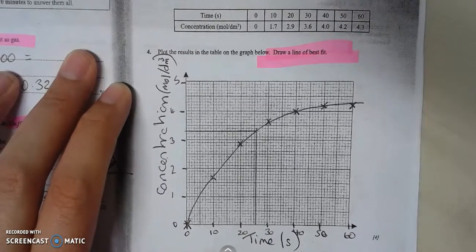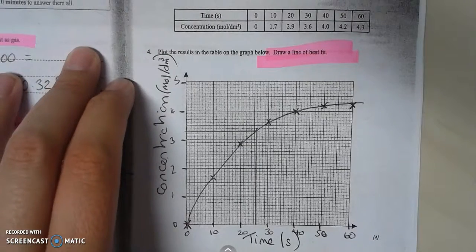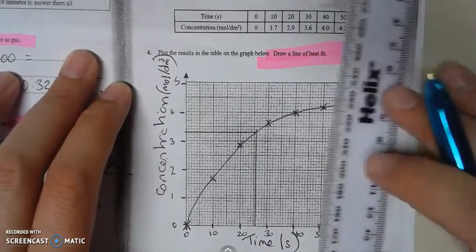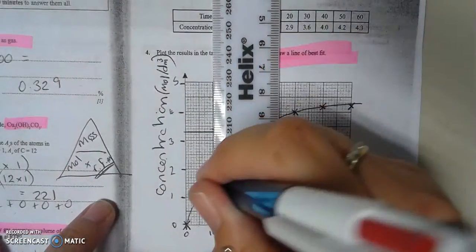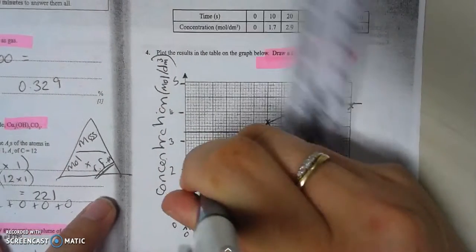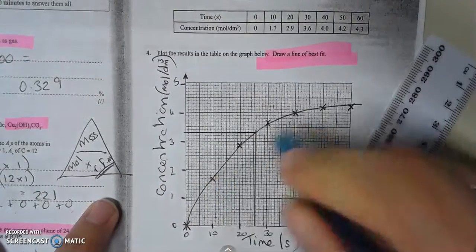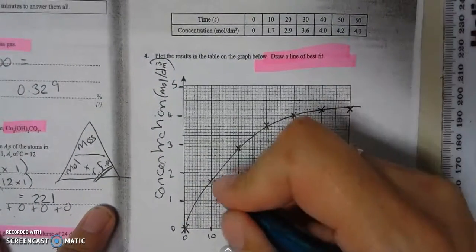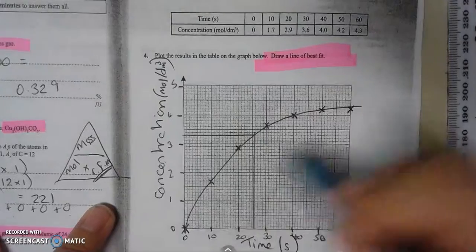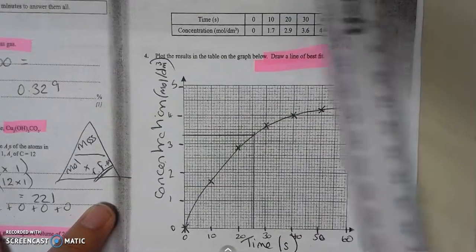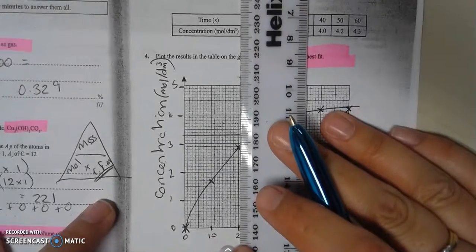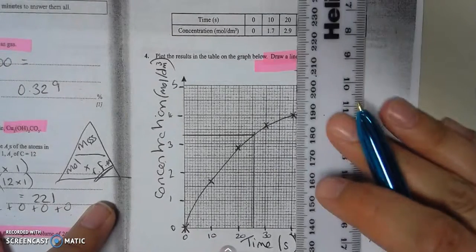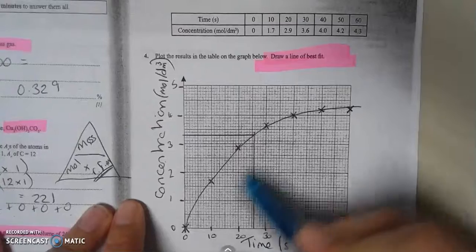And I always use a ruler and I say, right, okay, so at 10, it was 1.7. At 10, it's 1.7. And I go across, put a dot, and then make sure I draw a nice, neat cross. Don't just leave it as dots, because as soon as you draw your line of best fit, the dots will disappear and you'll lose your mark for plotting. At 20, it's 2.9, and so on, and that's what I do. I plot all my points first of all.